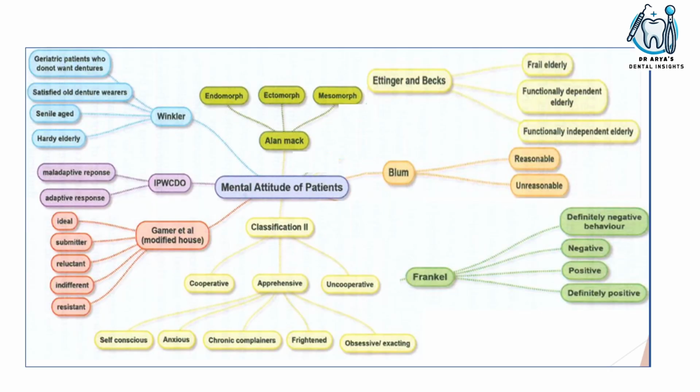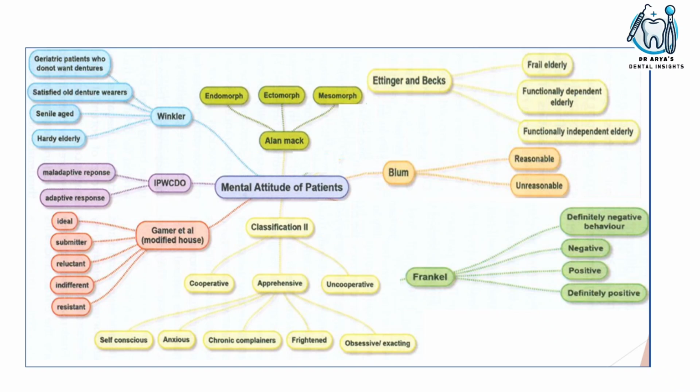So that's all about the House classification of mental attitude, and there are various other classifications for the mental attitude of the patients. They are listed here. So by Alan Mack, he classified the patients into endomorph, ectomorph, and mesomorph. By Winkler, into hardy elderly, senile aged, satisfied old denture wearers, and geriatric patients who do not want dentures. According to IPWCDO, there are two classifications, maladaptive response and adaptive response.